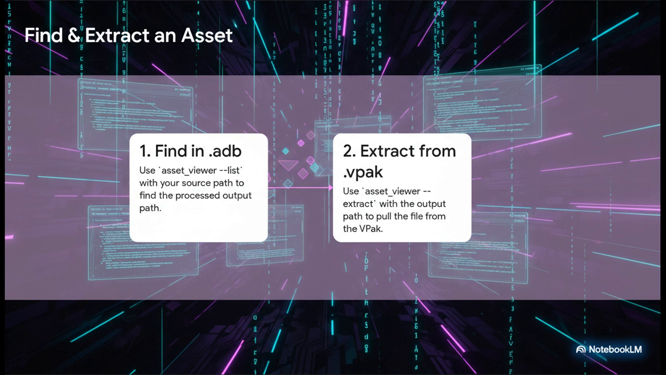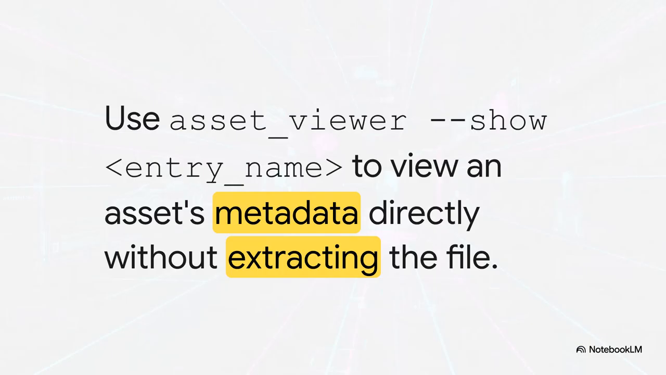Then you just take that output path and feed it right back into Asset Viewer, telling it to extract that specific file from the VPak. Simple, precise, and you always get exactly what you're looking for. But hey, maybe you don't need to extract the whole file. Sometimes you just want to check some details. For that, you can use the -show command. It's super handy for quickly checking things like texture dimensions, mesh vertex count, or other metadata without ever having to pull the file out of the archive.